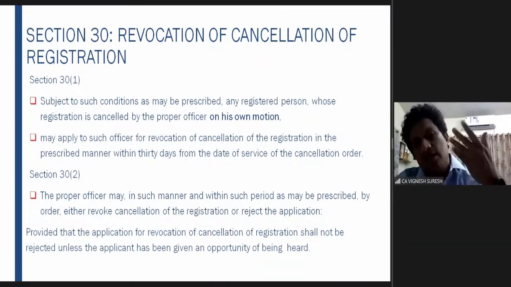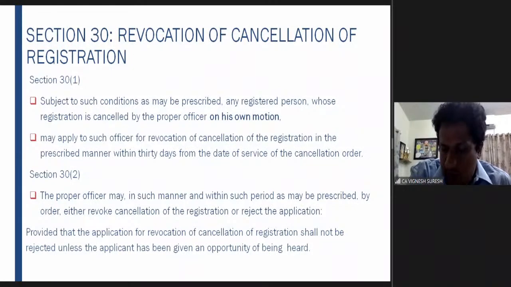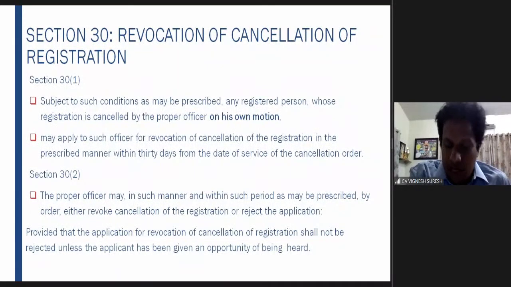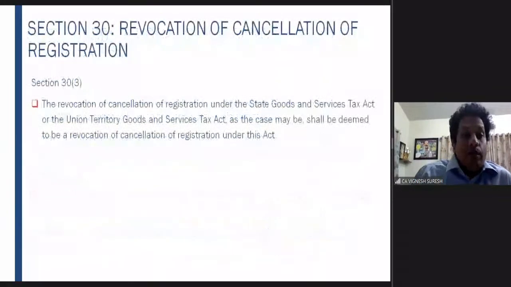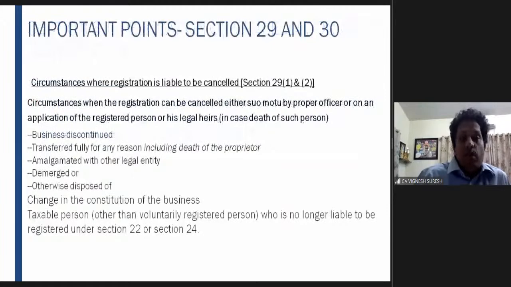So therefore, whenever the cancellation order is given, within 30 days from that, I can apply to the proper officer for revocation of the cancellation. Then the proper officer may either revoke the cancellation, that is, he will restore the registration, or he may reject the application. But an opportunity of being heard shall be given to the respective taxpayer. Revocation of cancellation under SGST means it is revocation of cancellation under CGST also. That is another important point which we have to remember.